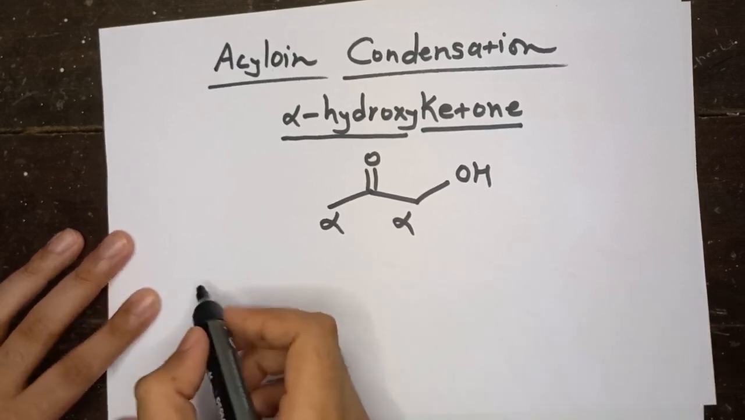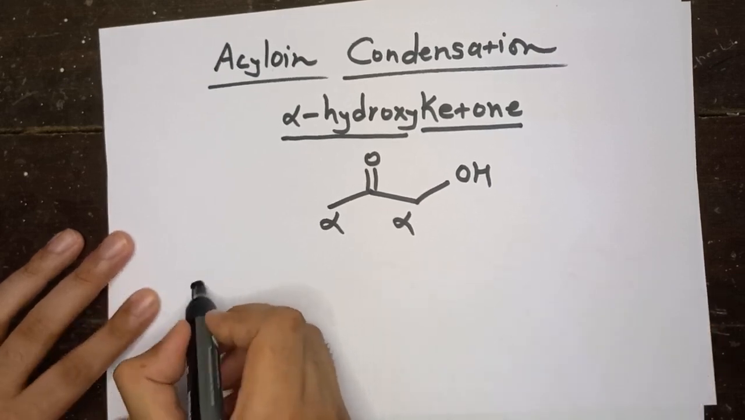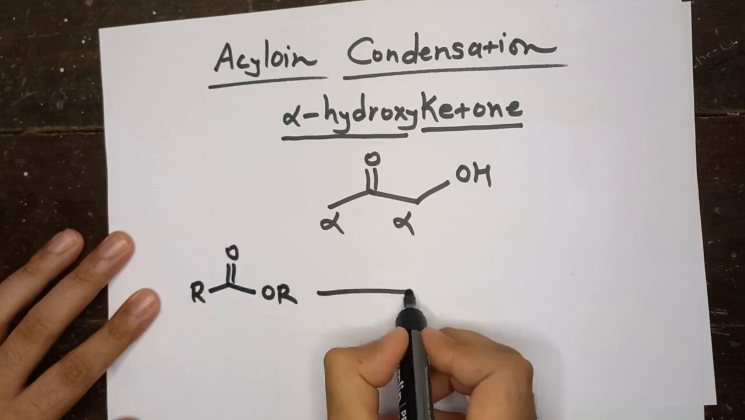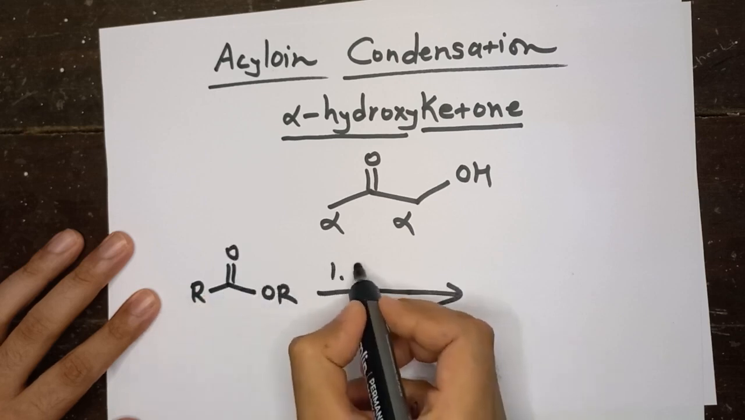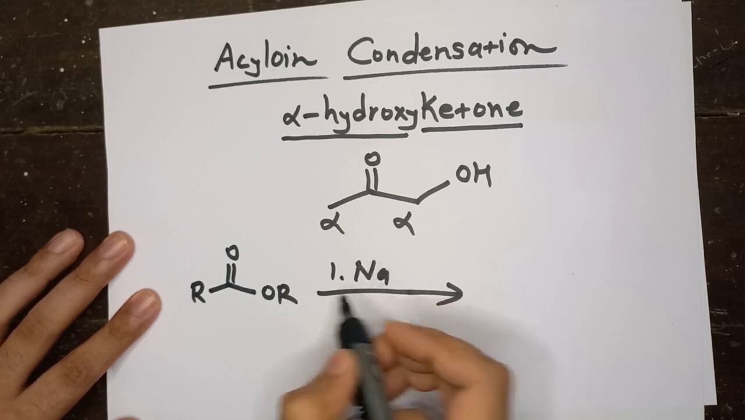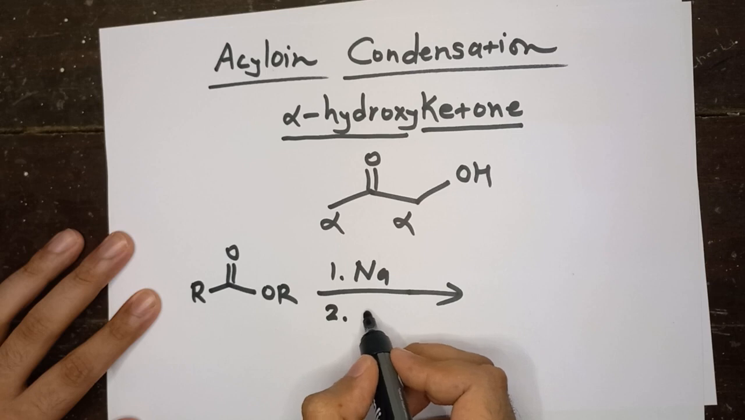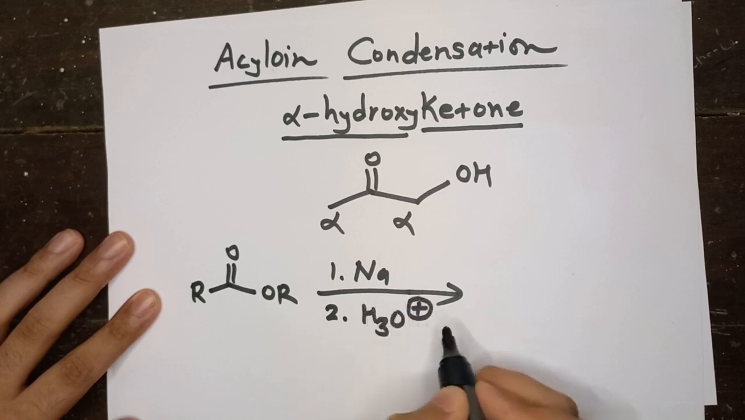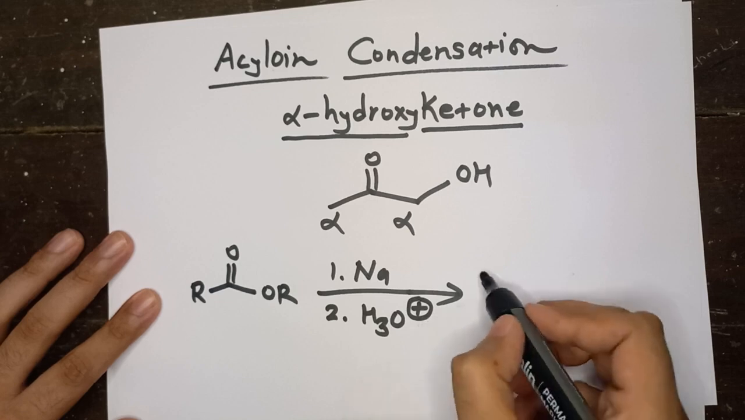Now in this reaction the starting material is ester, and when you add, in the first step, any metal like sodium metal or lithium metal, which gives out one electron, and in the second step you can use a mild acidic medium to get your product, which is nothing but alpha hydroxy ketone.